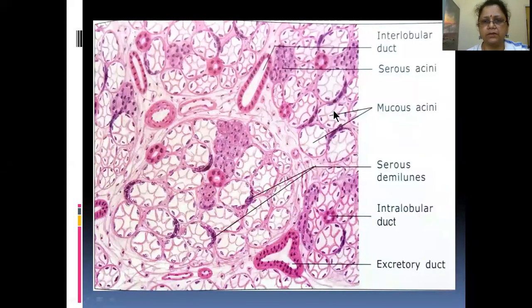So this is a nice diagram, very shortcut. This also you have to draw, as I told you. 3 slides you have to draw. One is parotid, one is submandibular, one is sublingual, for the histology record book.